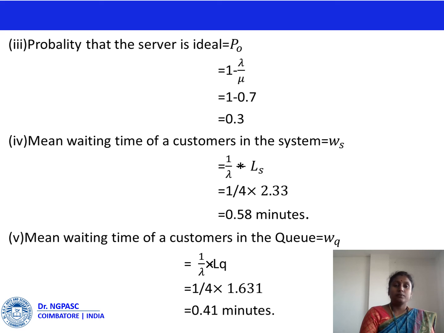Next, the fourth one is the mean waiting time of a customer in the system, denoted by WS. The formula is 1 divided by lambda into LS. So 1 divided by 4 into the value of LS we found previously, 2.33. We substitute and get 0.58 minutes. That means the customer waits in the system for 0.58 minutes including service. So the mean waiting time of a customer in the queue, WQ, equals 1 divided by lambda into LQ. We already found the value of LQ, so we substitute and get 0.41 minutes. That means the customer waits in the queue 0.41 minutes.